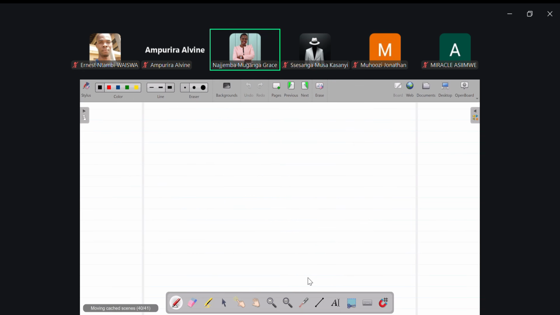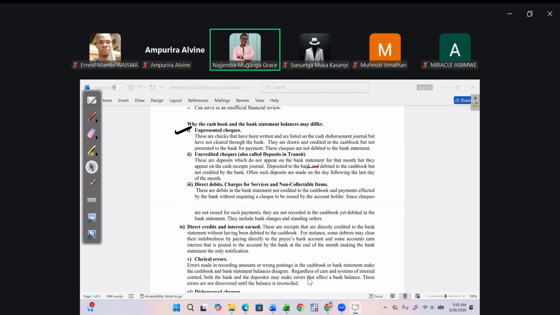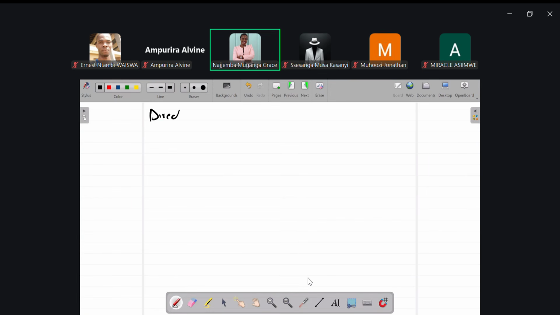Okay, another one. We have what we call direct debits and direct credits still in the bank. Anyone to try? What are direct credits? Members, anyone to try direct credits?